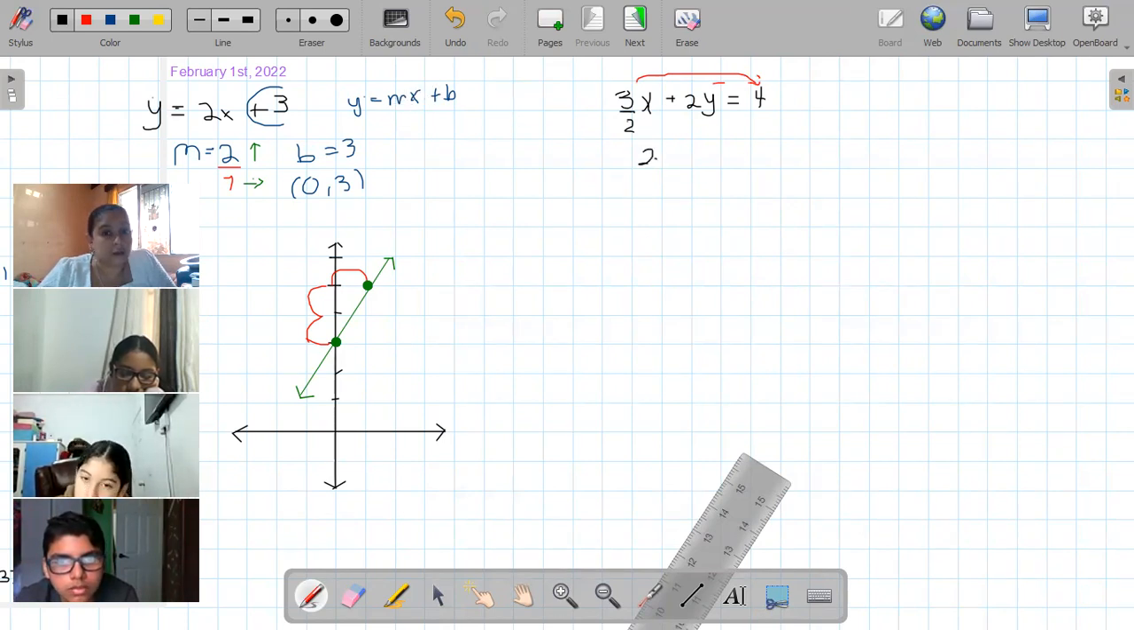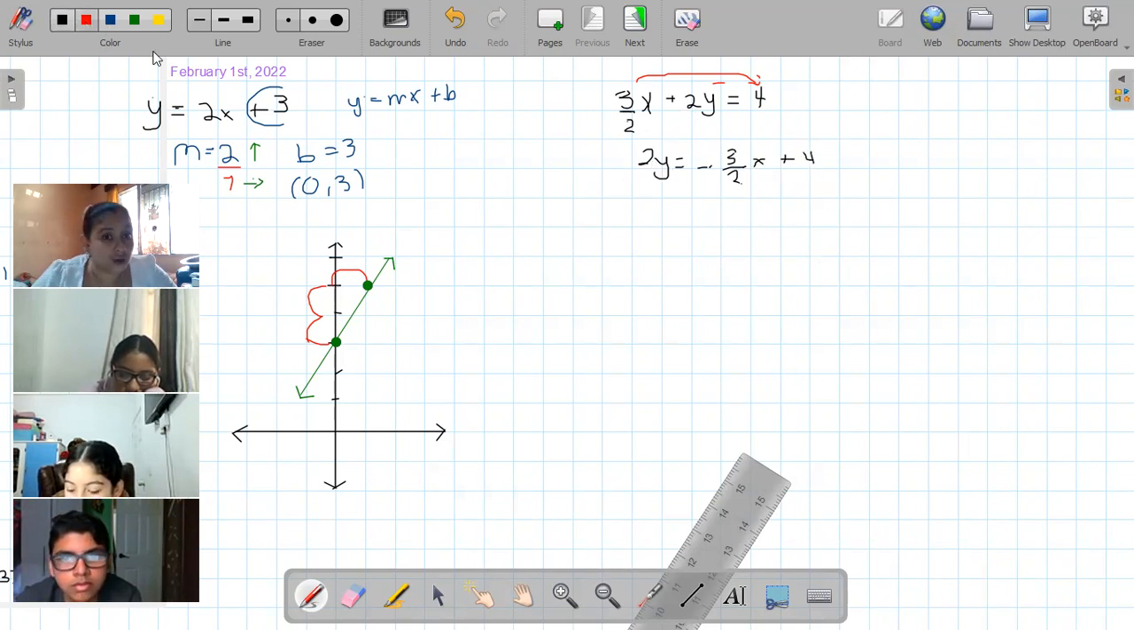So we get 2y is equal to negative 3 over 2 x. I'm sorry for this, guys. Today the mouse is not working that much. So plus 4. Am I done?